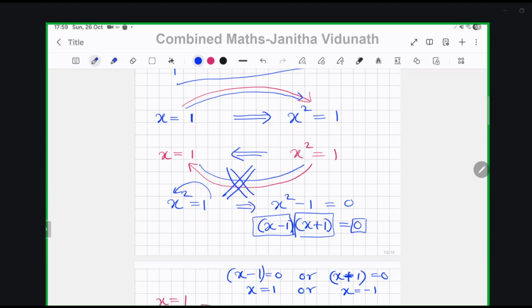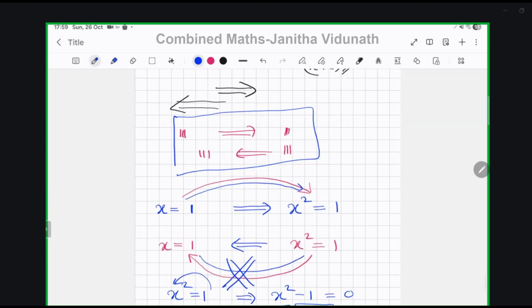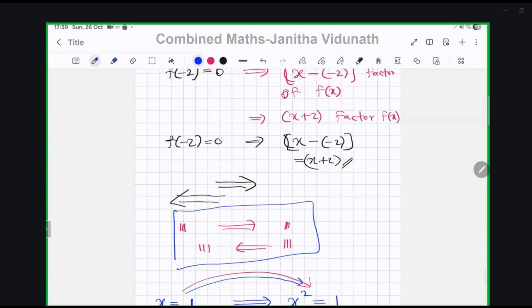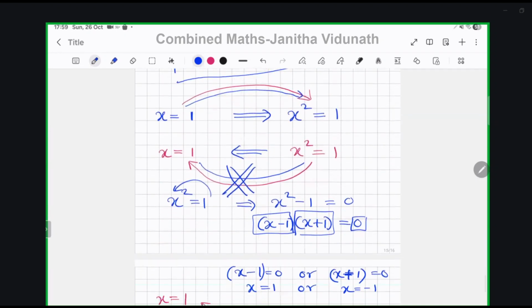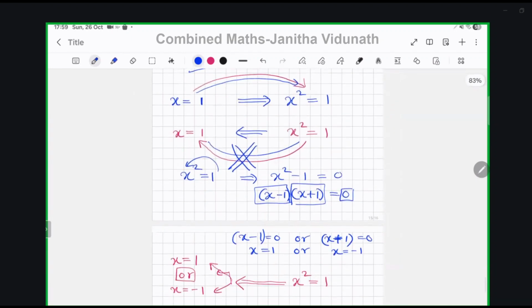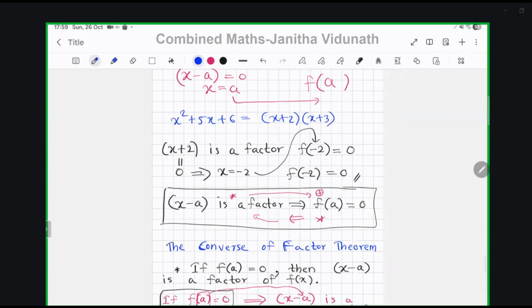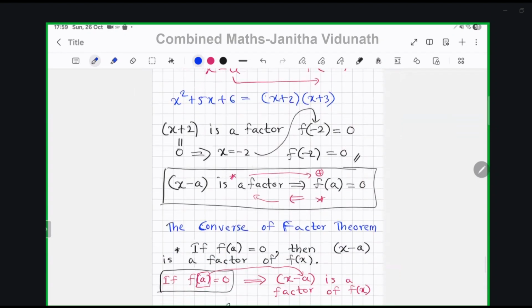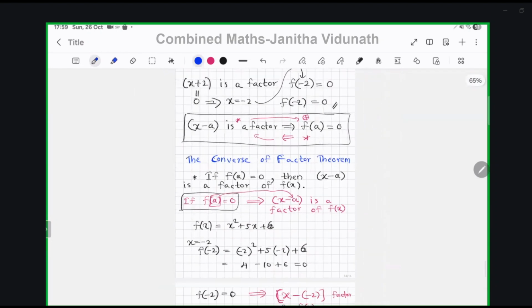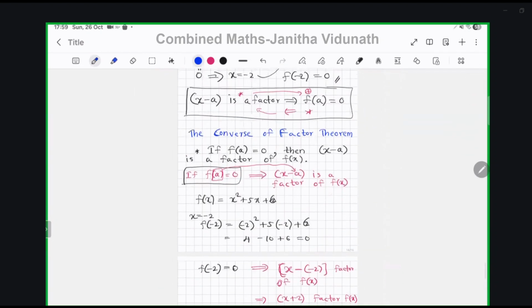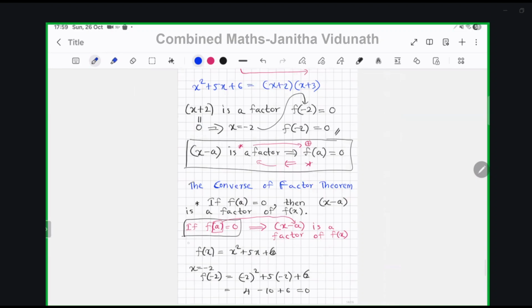This is a very good example that we cannot say both a theorem and its converse are always true. That means we cannot say everything can go both sides. But in the factor theorem, we can go both sides. That means the factor theorem is true and its converse is also true. Let me repeat. Both the factor theorem and its converse are true.